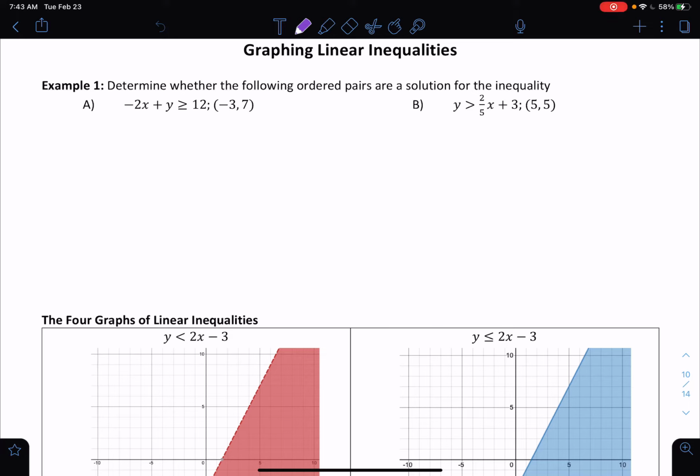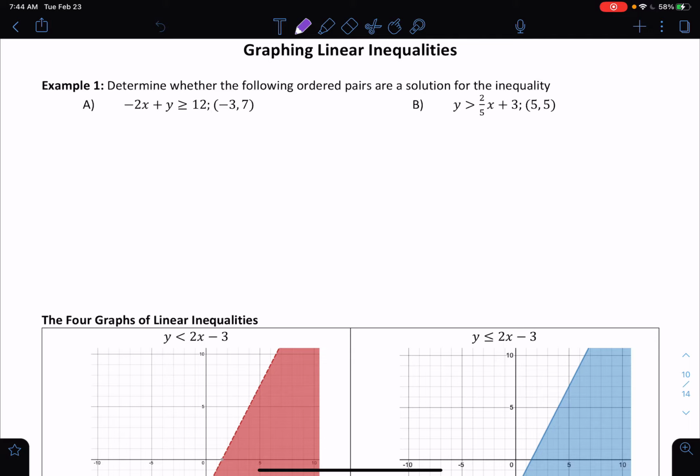Hey there, everybody. So in this video, we're going to be graphing linear inequalities. First off, let's revisit what this idea of a solution is. A solution to an inequality, when I plug in these numbers, is going to make it true.